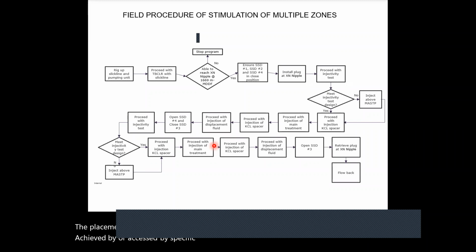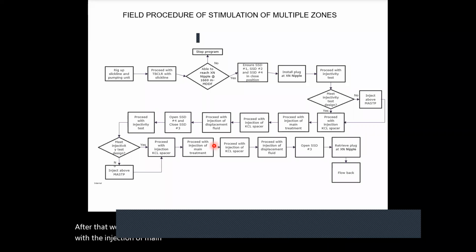Then we are going to install the plug at the X nipple to make sure that no equipment will fall inside the well. And then we will proceed with the injectivity test. If the injectivity test is met, we will go for the next step. If not, we will inject above the MASTP, or maximum anticipated surface tubing pressure. After that, we will proceed with the injection of the spacer, which is KCl, and then the injection of the main treatment.